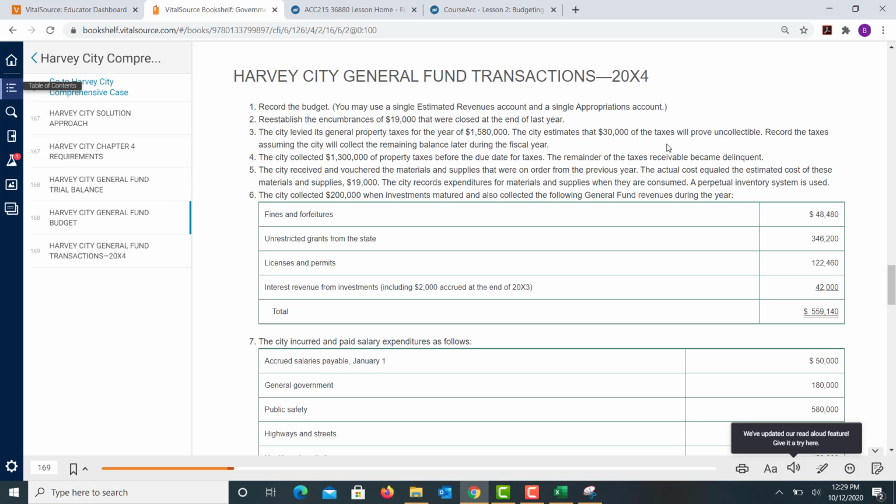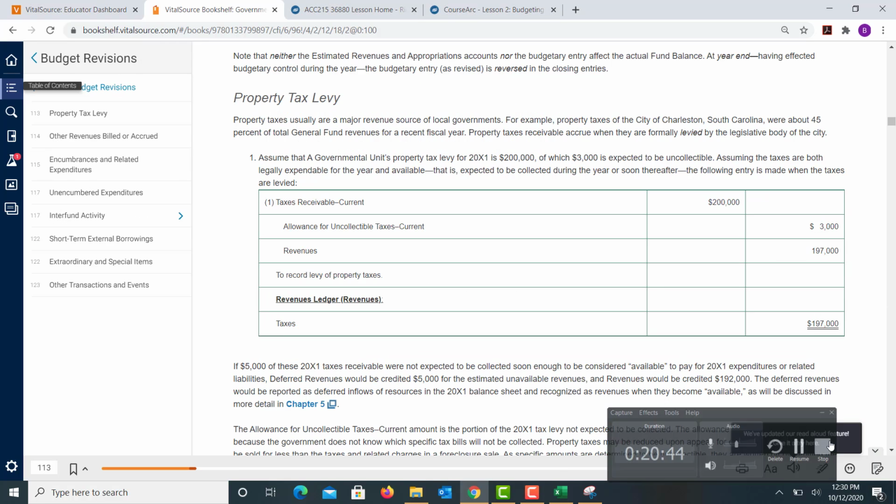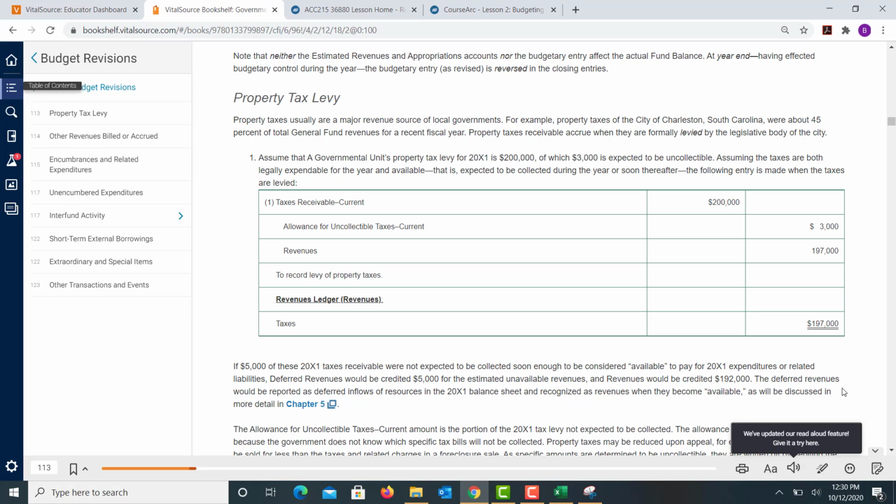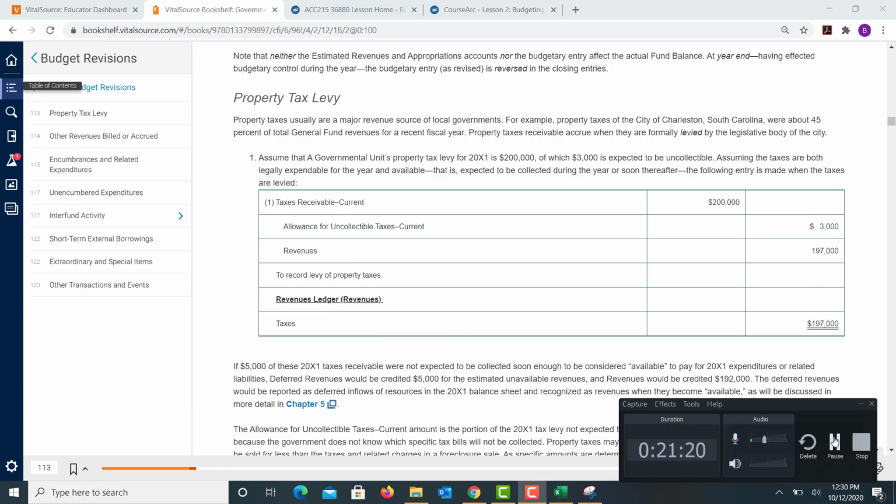So in this particular problem, I had paused the video to bring you back to page 114, where it shows you how to record a property tax levy. So it talks about how to record the receivable amount, what they're anticipating to get, and then the allowance for uncollectible taxes, and the revenues. So we pause and go back to the next problem.